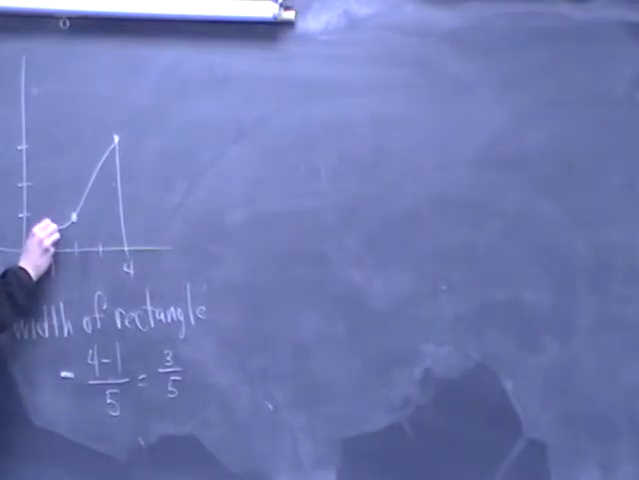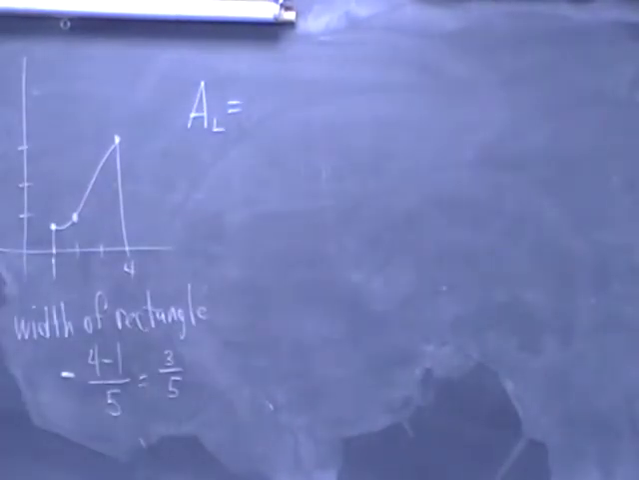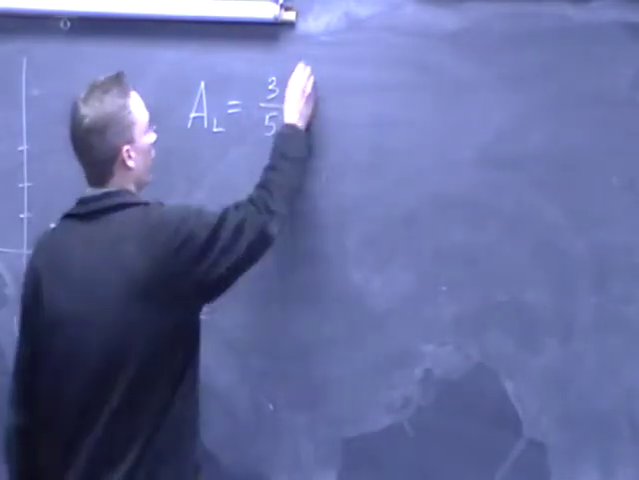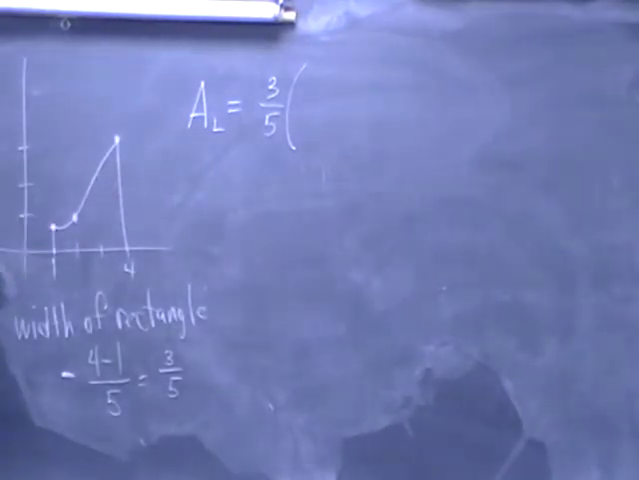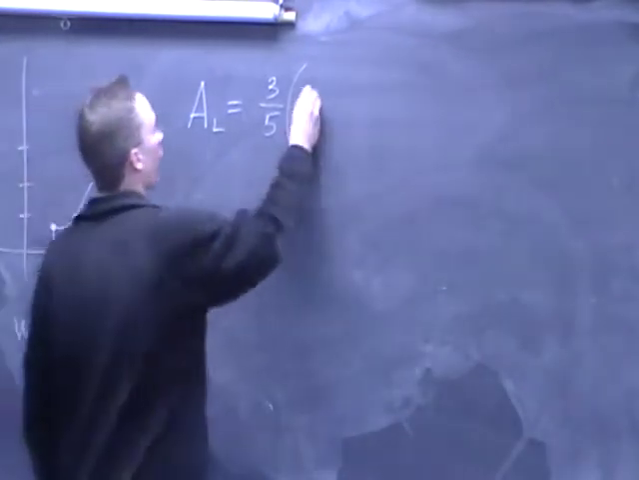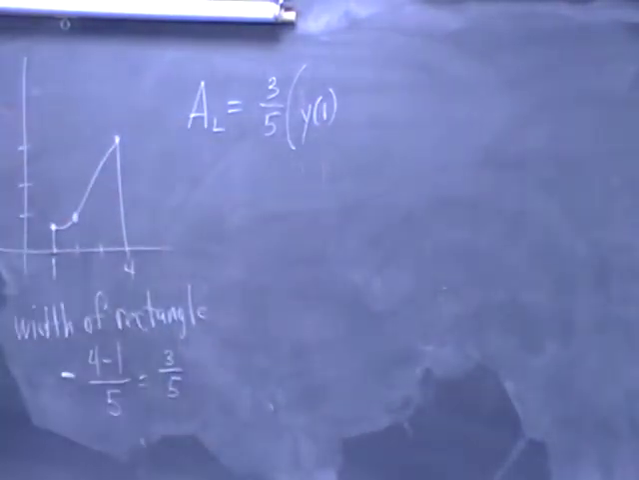So if I were going to start on the left, I'll call that area using left-hand rectangles, A sub L. I would need 3/5 out front, because that's just my constant width for each rectangle. The x values that I'm going to use, am I going to plug in 1? Yeah. If it's a left-hand rectangle, I have to start on the left side of the region. It means I'm plugging in the very first x value that I possibly can. So I'm going to plug in f of 1. Is it f? No, it's y. Darn it. I'm going to get y of 1.